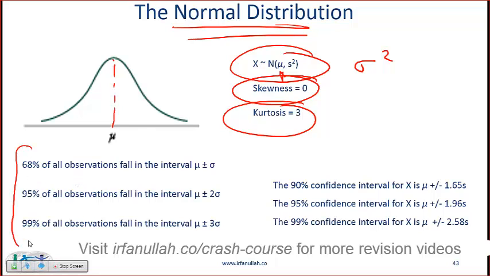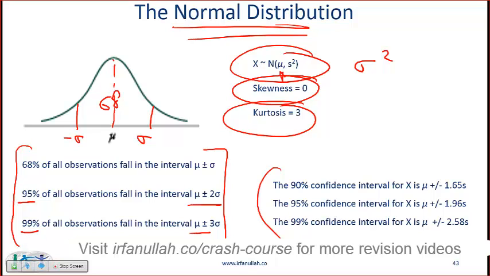And you actually need to remember the other facts shown over here. 68% of all your data is going to be plus or minus 1 standard deviation from the mean. 95% is going to be plus or minus 2 standard deviations, and approximately 99% is going to be plus or minus 3 standard deviations from the mean.